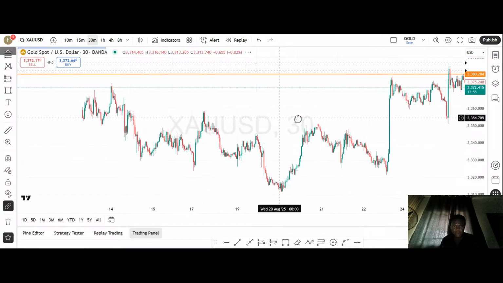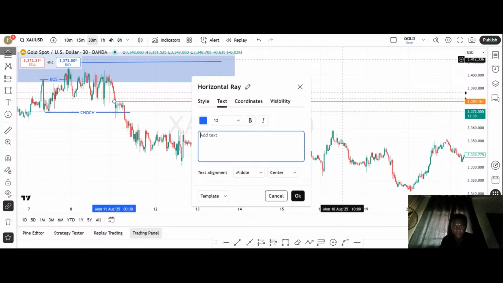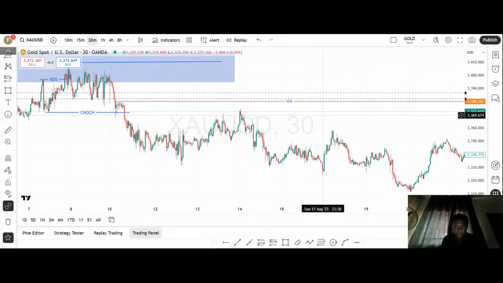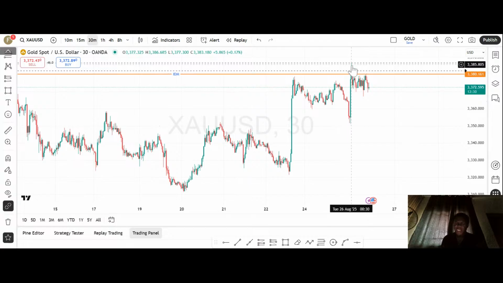So now look at the fair value gap here, but I don't care about this fair value gap because it is just a minor fair value gap. There's inducement on this fair value gap and there's inducement on the other fair value gap. And what happened now? The market has taken out the inducement. This is the inducement. Let me write it down. IDM, right? So what happened? Market has taken out the inducement.